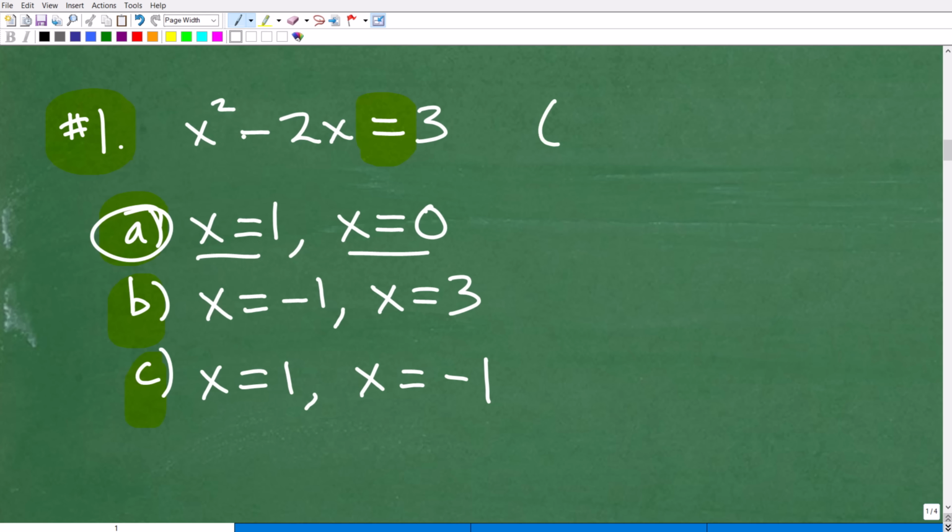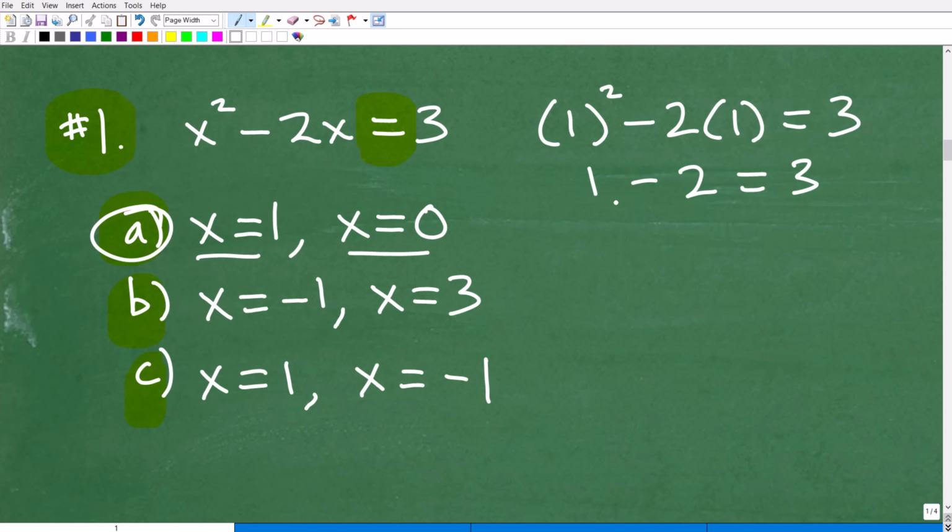So instead of x squared, this is going to be 1 squared minus 2 times 1. I'm plugging this value into this equation to see if, when I do this math, it matches up to the right-hand side. So let's do this real quick. 1 squared is 1, minus 2 times 1 is 2. So is this going to be equal to 3? Well, 1 minus 2 is negative 1. That is not equal to 3. So guess what? 1 is not a solution. Because 1 is not a solution, I can just throw out this whole answer, A. No, I don't have to check x is equal to 0.